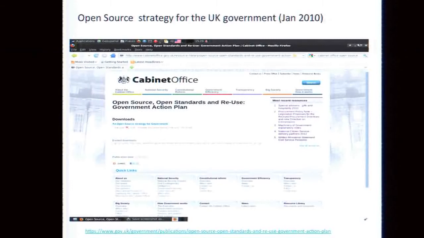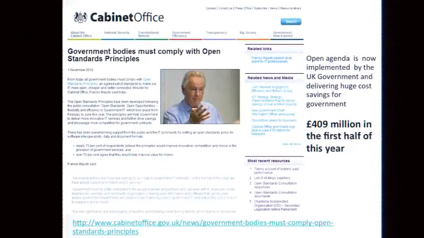At that time the government decided to think about how to make sure our resources are used properly, and they came up with this action plan. Now it's implemented, and it's mandatory, and the open agenda is delivering huge savings for the UK government. In numbers, it's around 409 million in the first half of this year, and this is going to increase over the future. So this is big momentum for governments to make use of open source, not only reducing cost and increasing savings, but also increasing innovation and efficiency.